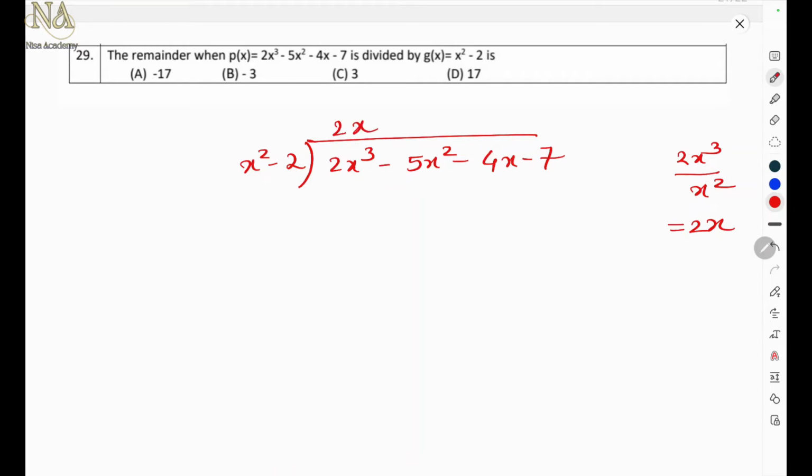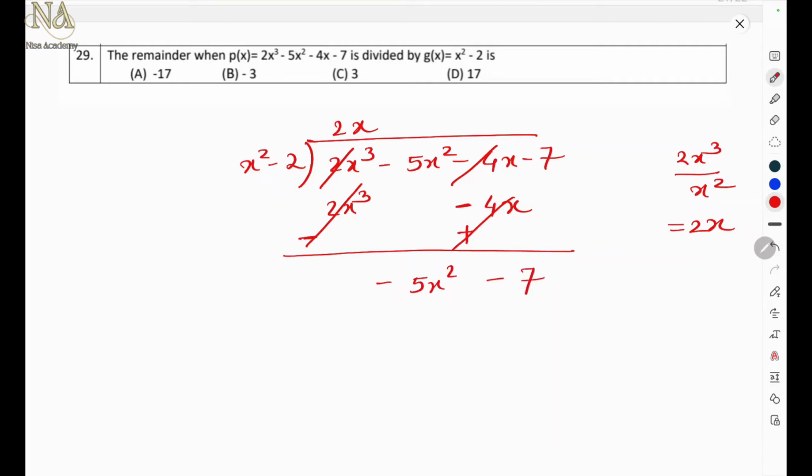You have to divide this 2x cube by x square. So whatever remains, put it over here and multiply. So x square into 2x is what? 2x cube. Minus 2 twos are 4x, so I will write the 4x term here. Now this will be minus, this will be plus. This gets cancelled. Minus 4 plus 4, again it gets cancelled. So what remains now? Minus 5x square and this minus 7.